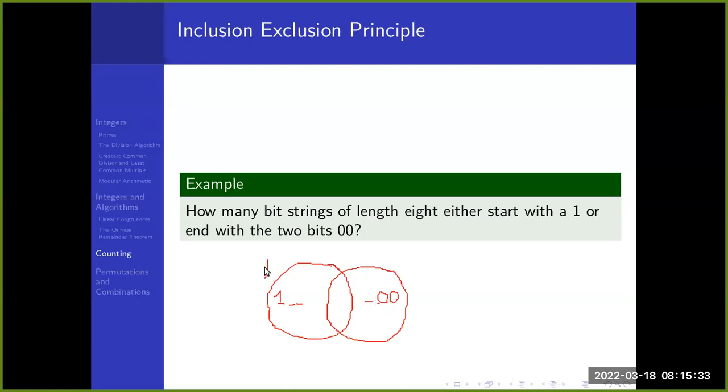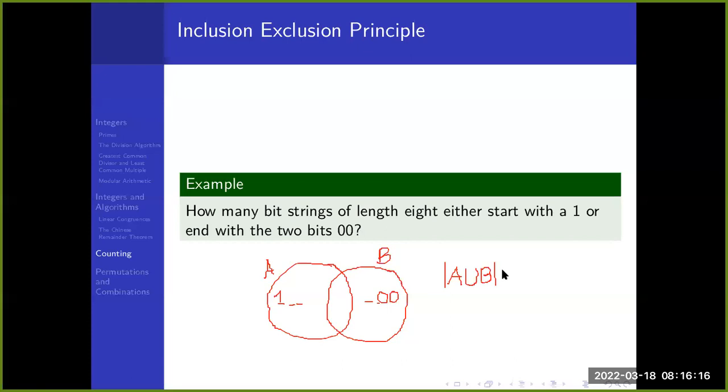So we can call this set A and we can call this set B. We want to find the total number of bit strings that either start with a 1 or end with 2 zeros. To get that, we need to find the number of elements in the union of A and B. I believe you are familiar with this notation from SMA 101. So is this notation familiar? Yes. So this is what we need.